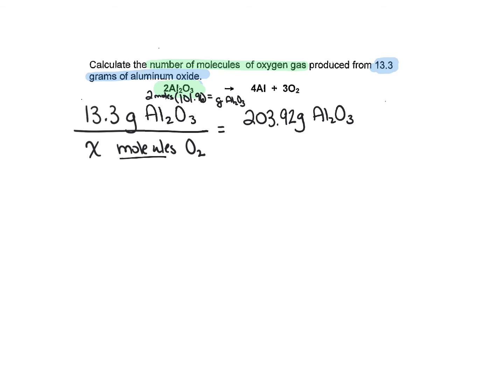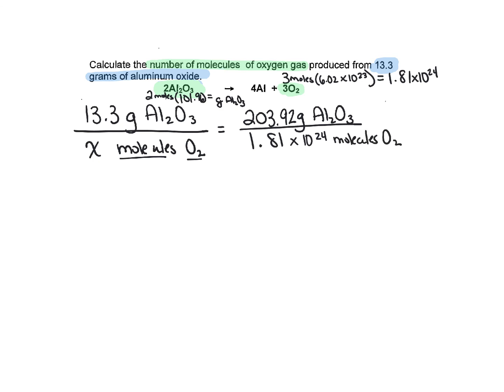Now let's see about molecules of oxygen. Well, my balanced equation tells me that I need 3 molecules of oxygen, or 3 moles of oxygen. So we know 1 mole is 6.02 times 10 to the 23rd. So if I need 3 moles, I'm going to have to multiply that times 6.02 times 10 to the 23rd. So that tells me that I need 1.81 times 10 to the 24th molecules of oxygen. And I did that because I want to find molecules of oxygen.